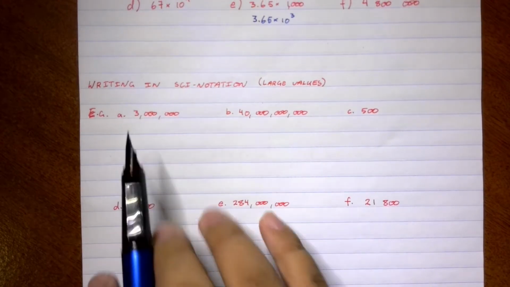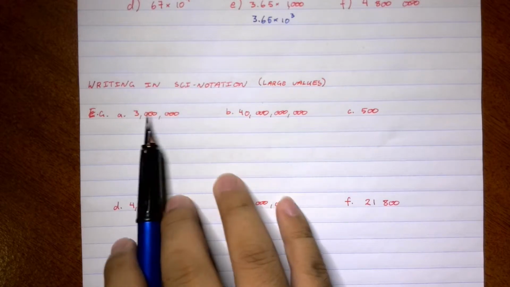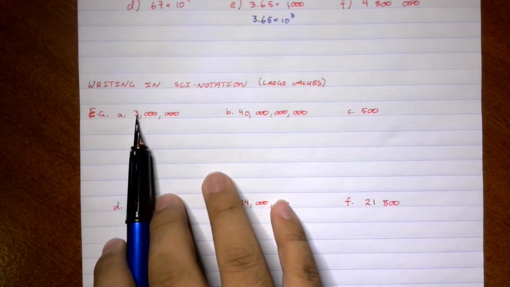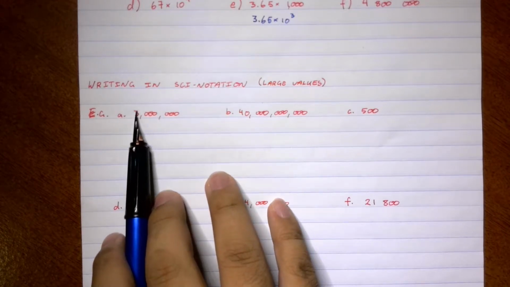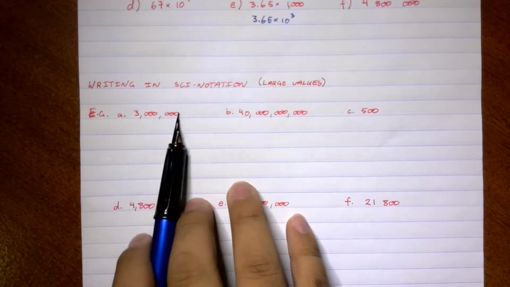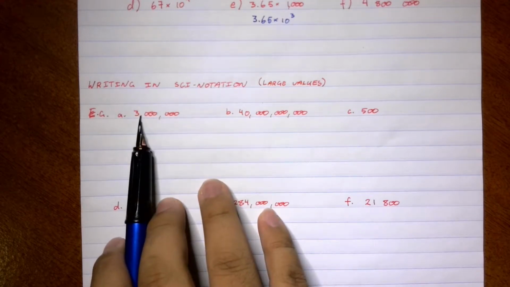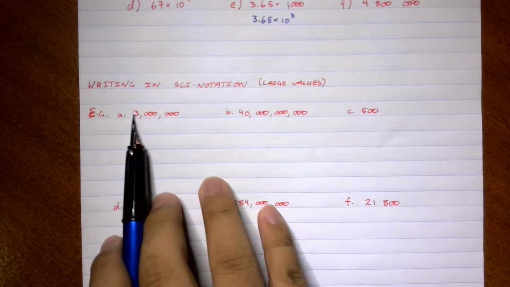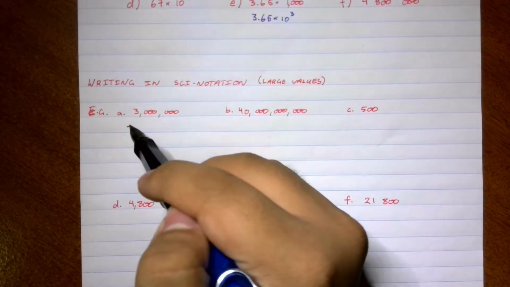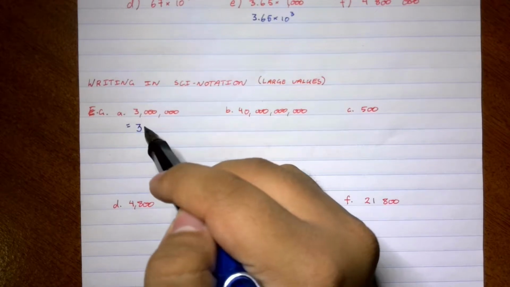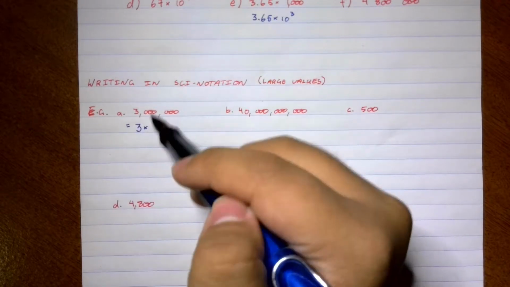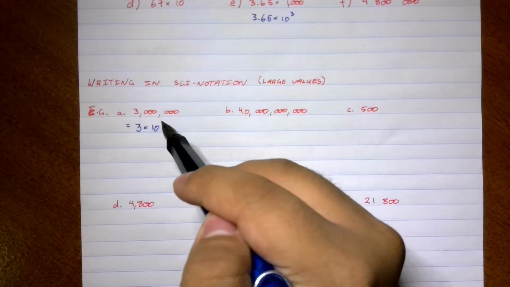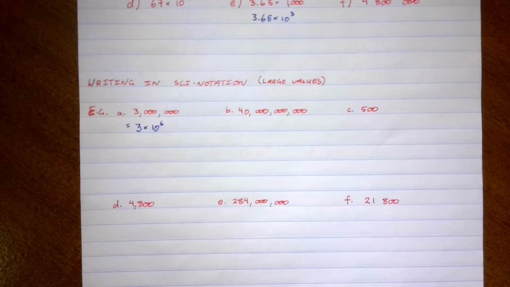How we do this very simply is just count how many zeros or how many numbers we have behind the leading number. So 3. From the 3, how many zeros or how many decimal places do we have? So 1, 2, 3, 4, 5, 6. So we're going to take this number 3. So this is going to equal 3 times, it's always going to be 10, and how many numbers we counted goes above: the 6.